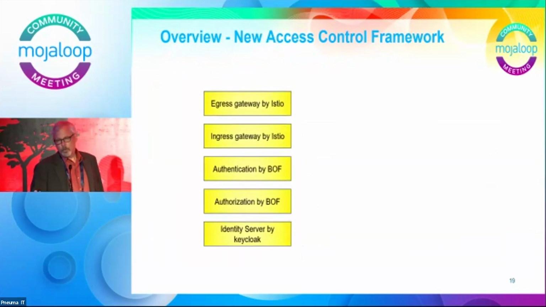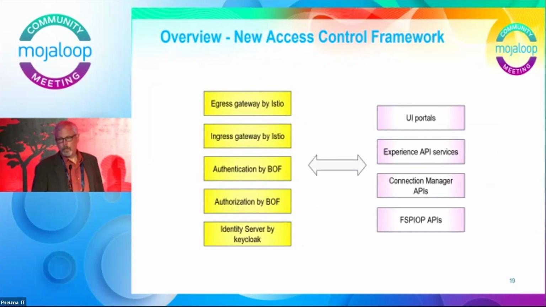So the components from Istio, I just mentioned the egress gateway, the ingress gateway, which is controlling traffic coming into the cluster. Then we have authentication and authorization by the business ops framework. And then the identity server is Keycloak. So we have UI portals and experience API services, as well as the connection manager APIs and the FSP IOP APIs that are all access control governed by the set of services that you see on the left.